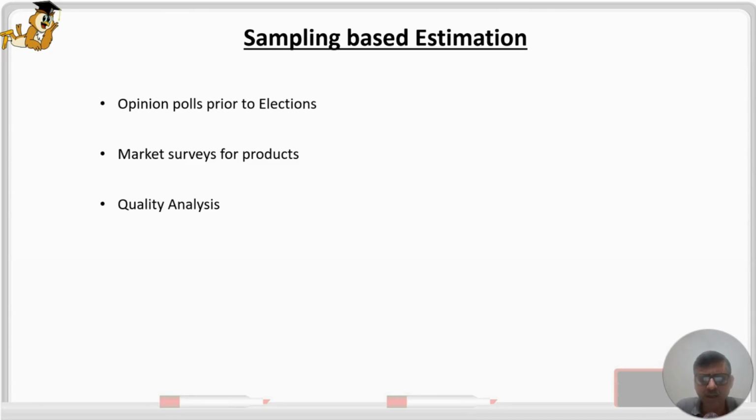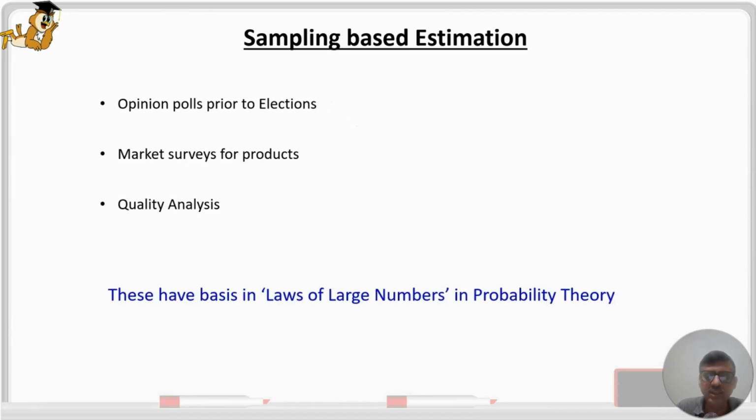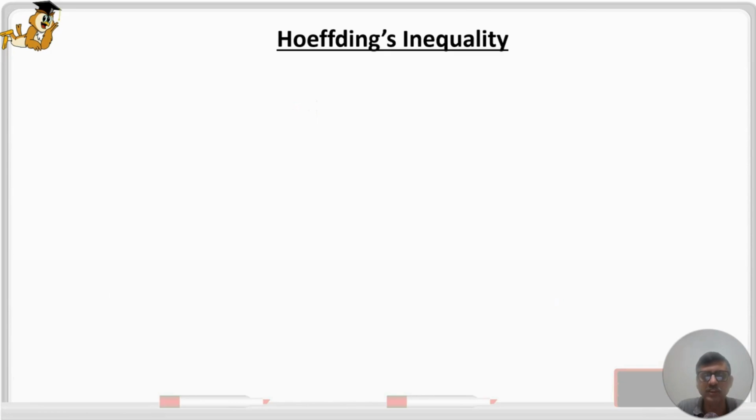We are perfectly comfortable with these ideas in our day-to-day life, but the question is, do these have any specific theoretical basis? So let's ask the question, does the idea of sampling based estimation have any theoretical grounding at all? And it turns out that they do. They have a basis in what is known as laws of large numbers, which are certain laws in probability theory. Okay, so this is going to be our starting point, and we are going to begin with one law of large numbers, which is called the Hoeffding's inequality. Okay, so let us see what the Hoeffding's inequality is.